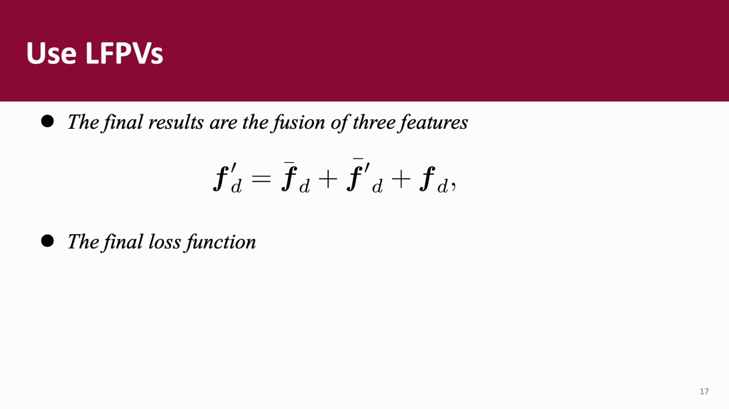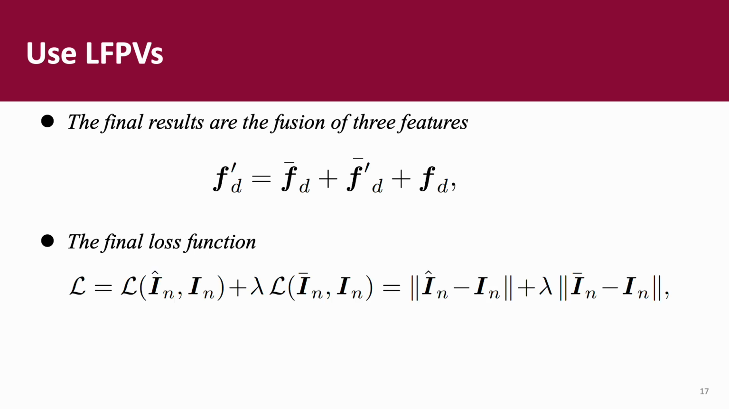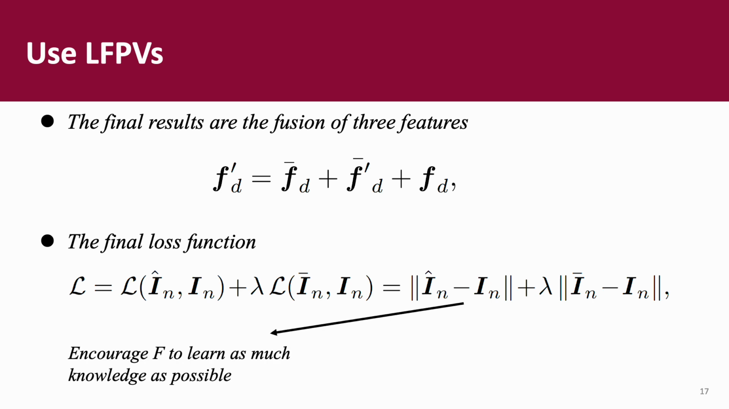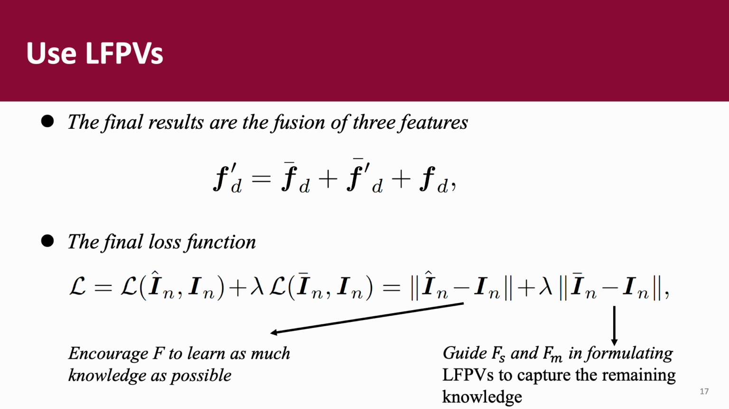Moreover, as we have mentioned, there are two training paths with two loss terms. The first loss term, without LFPVs, will encourage the network to learn as much as possible. The second will guide SU and MU to formulate the effective LFPVs.